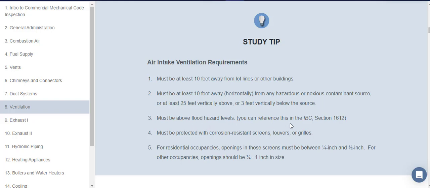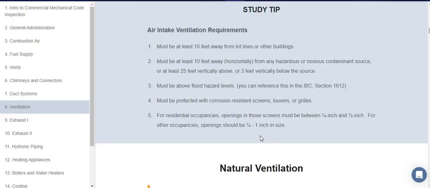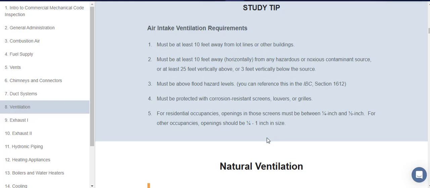You can refer to this in the IBC section 1612. Number 4, must be protected with corrosion resistant screens, louvers, or grills. Number 5, for residential occupancies, openings in those screens must be between 1 by 4 inch and 1 by 2 inch. For other occupancies, openings should be 1 by 4 inch to 1 inch in size.